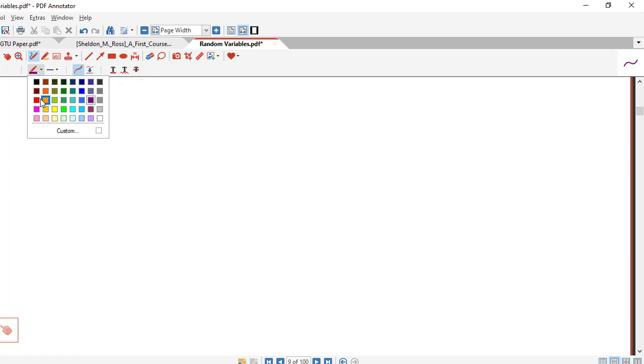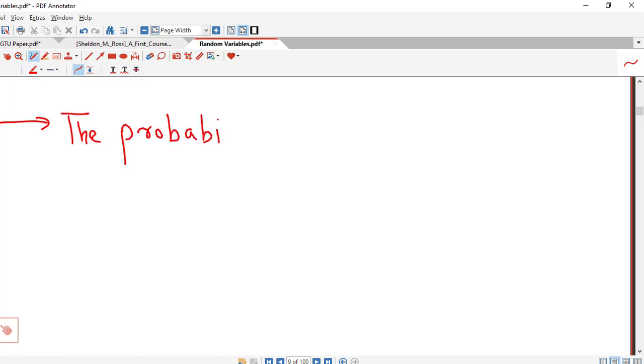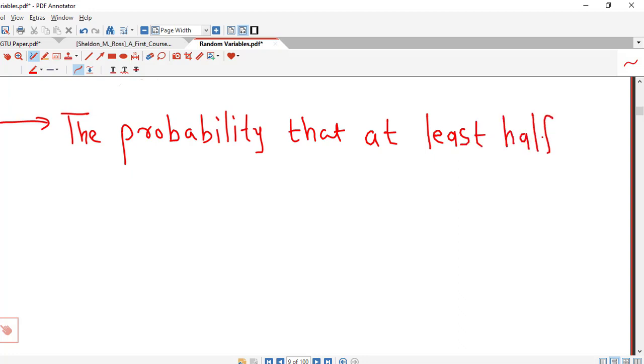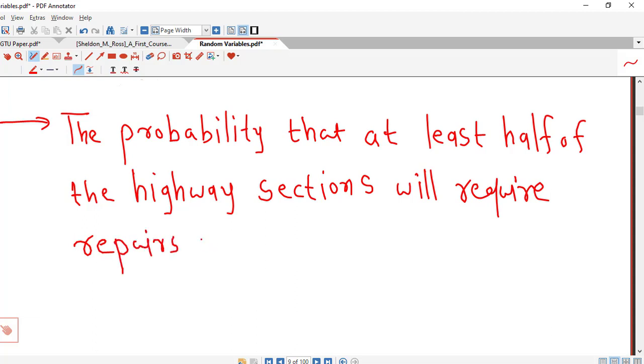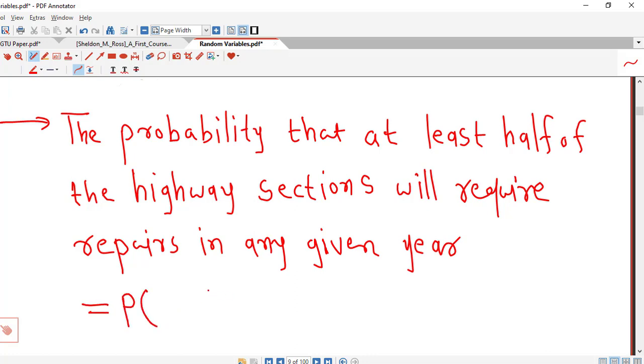So the second part of the problem is the probability. We are asked to determine the probability that at least half of the highway sections will require repairs in any given year. So that means we have to decide the probability of some event.